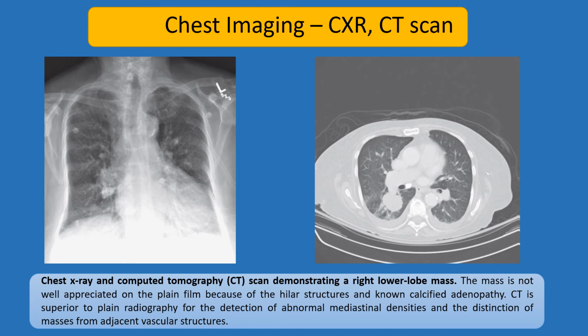Here we have chest X-ray and computed tomography scan demonstrating a right lower lobe mass. The mass is not well appreciated on the plain film because of the hilar structures and known calcified adenopathy. CT is superior to plain radiography for the detection of abnormal mediastinal densities and the distinction of masses from adjacent vascular structures.